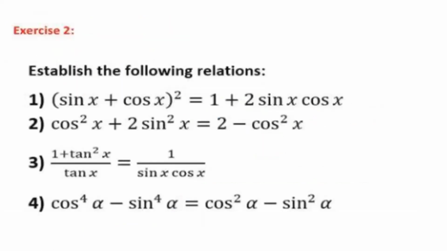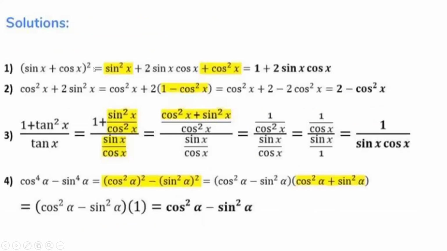Let's do an exercise on these relations. I'm given sine x plus cosine x, all of its square. Is it equal to 1 plus 2 sine x cosine x? I should verify these equalities. So now we will be solving them. Let me start with the first one.